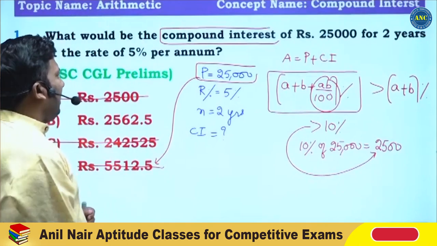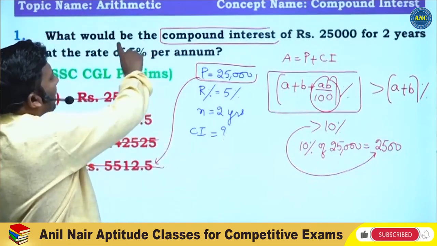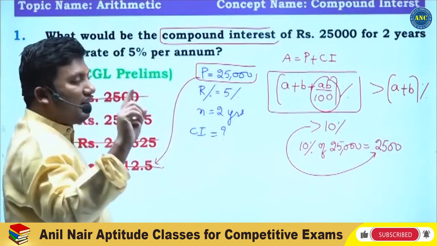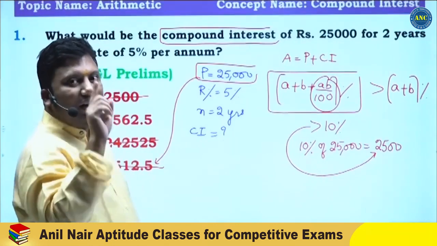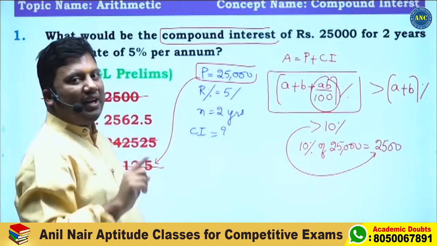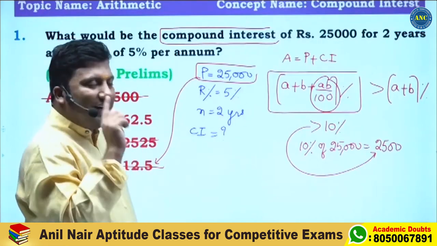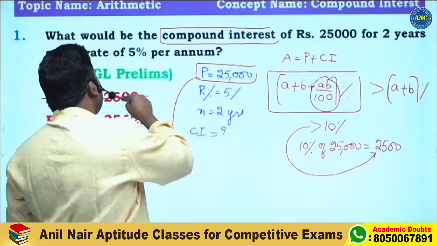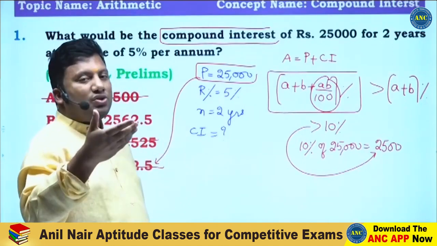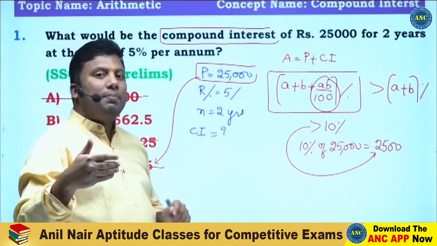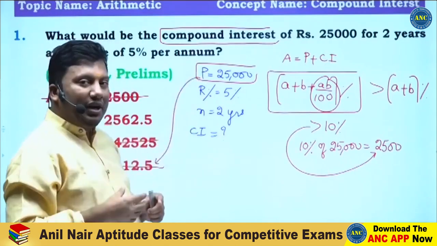First option, it is eliminated. If the question would have been, what would be the simple interest? In simple interest, the rate of interest is the same every year. First year 5%, second year 5%. Overall, it is 10%. Answer would have been 2500 if the question is a simple interest, not a compound interest.